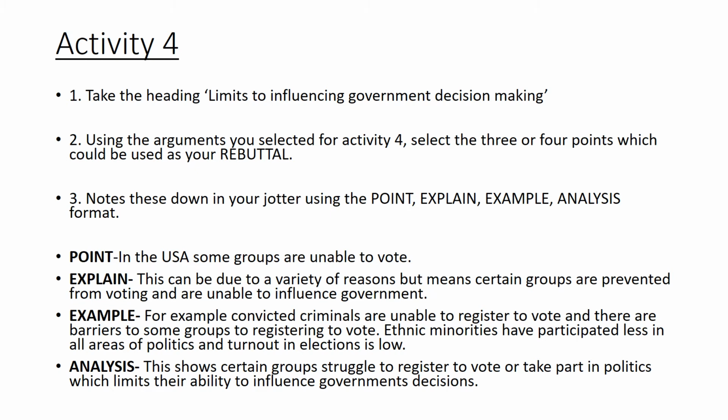So for example, you may have had in your answer to activity 3 how some groups in the USA can vote. Well, this point could be that in the USA some groups are unable to vote. You'd explain that, so that can be due to a variety of reasons such as being prevented from being able to vote. For example, convicted criminals and ethnic minorities struggle to vote. And the analysis shows that certain groups struggle to register to vote or take part in politics, which limits their ability to influence government's decisions. And these are the pages in your booklets that you need to be looking for here.